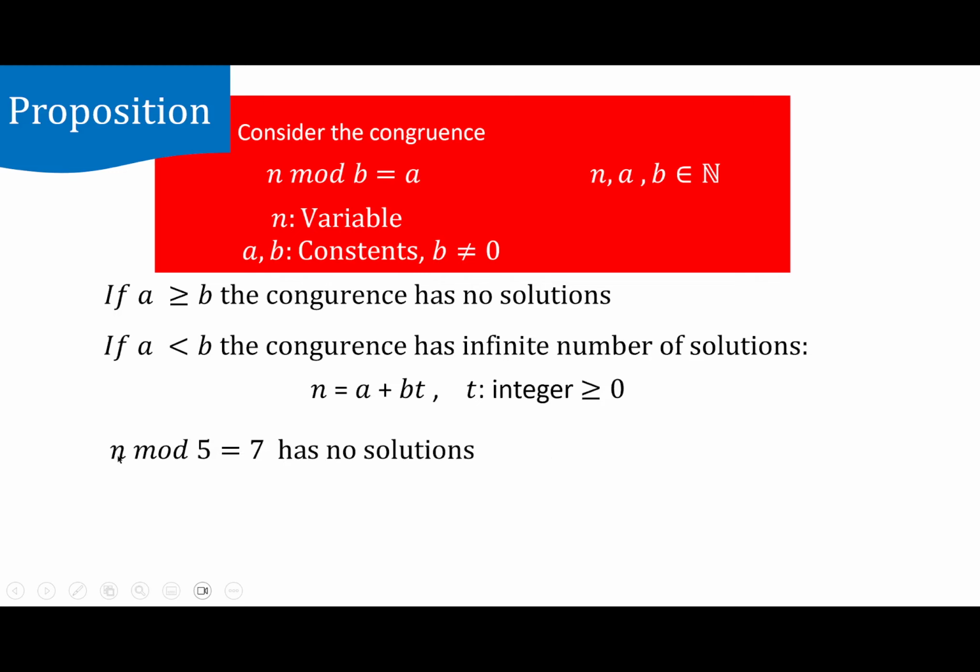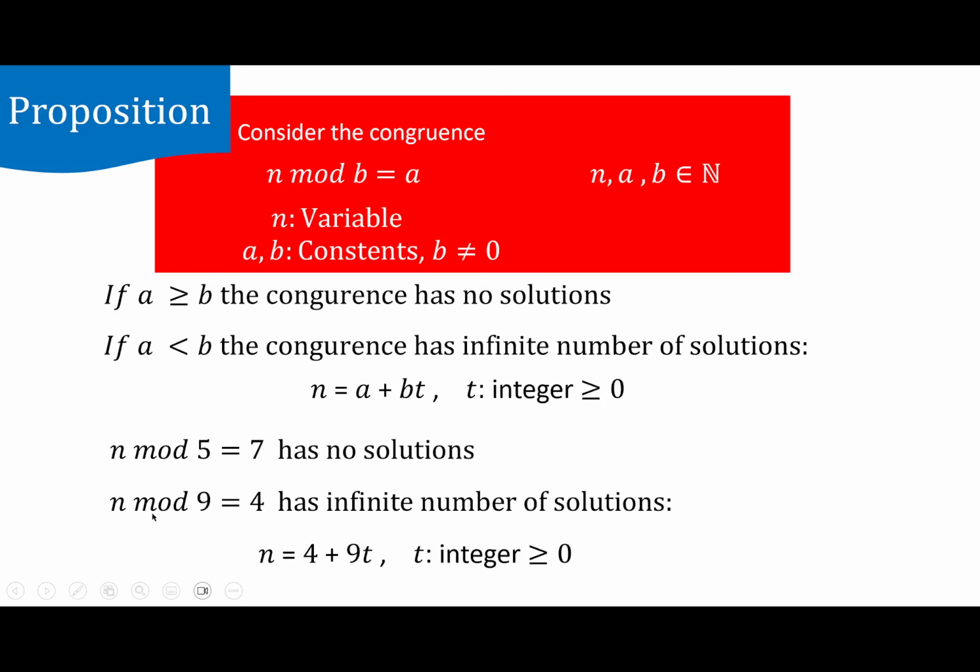For example, n mod 5 equals 7 has no solutions, because you can't divide n by 5 and have the remainder be 7, because the remainder will always be less than this. So n mod 9 equals 4 has an infinite number of solutions. 4 is one of them. 4 mod 9 is 4, and then you start adding 9, like 13.